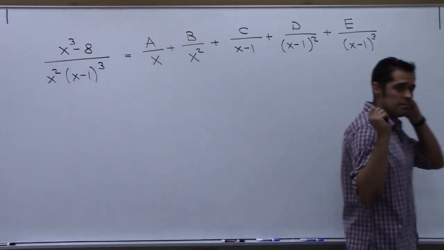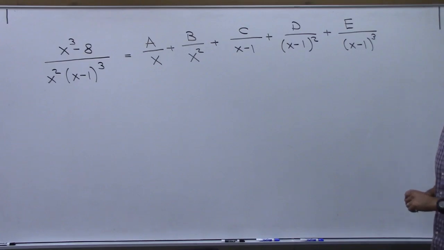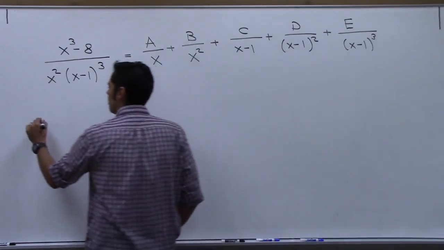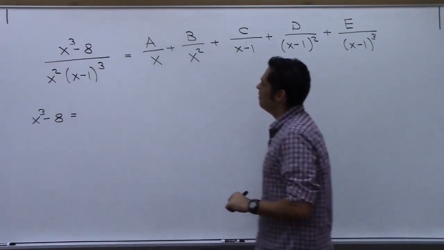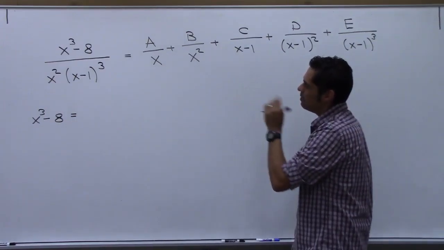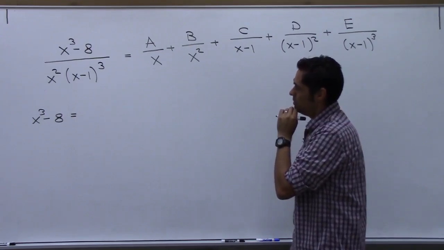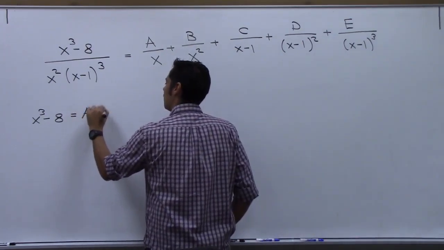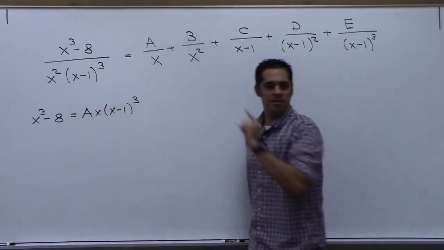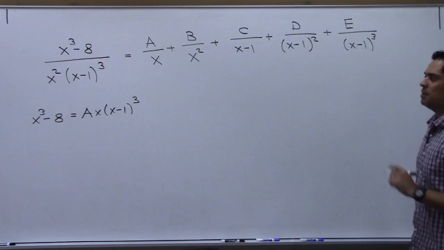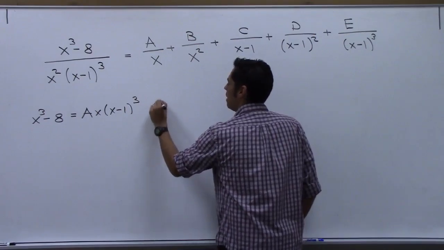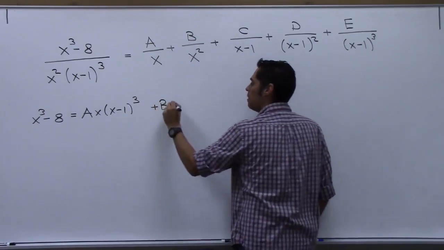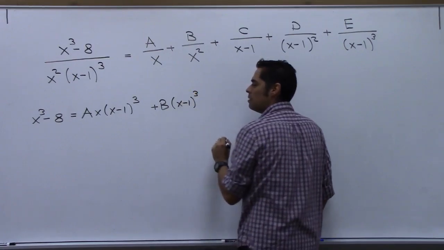This makes sense? Should we factor that top or no? No, I wouldn't mess with it. Okay, let's do LCD on both sides. We know the top is x minus 8. What's still left when you hit a over x with x squared times x minus 1 cubed? x times x minus 1 cubed. One x is still there, and x minus 1 cubed is still there. Plus b. Now this time the x squareds are gone, so you get b times x minus 1 cubed.